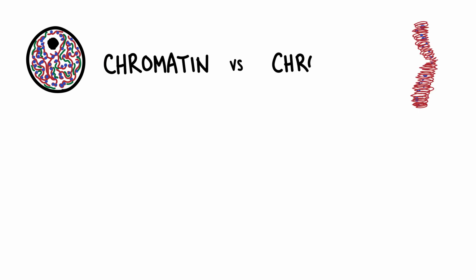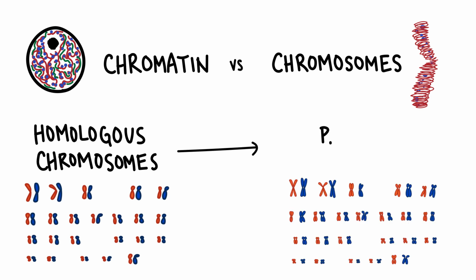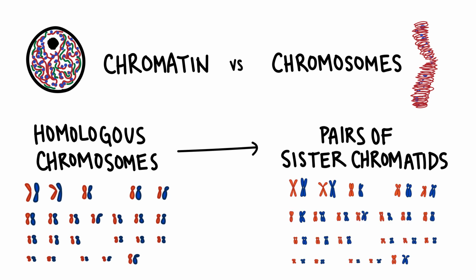Hopefully now you can explain the difference between chromatin and chromosomes and can describe how the homologous chromosomes duplicate to form pairs of sister chromatids when the cellular DNA is replicated. These concepts and their vocabulary are tricky, but are very useful to understand thoroughly when talking or thinking about biology.